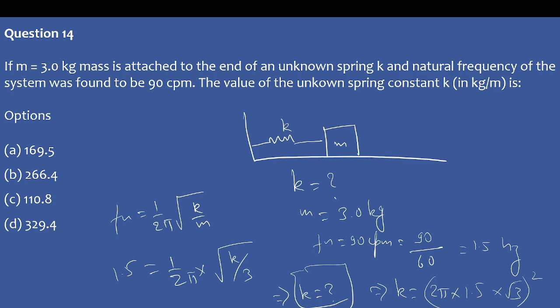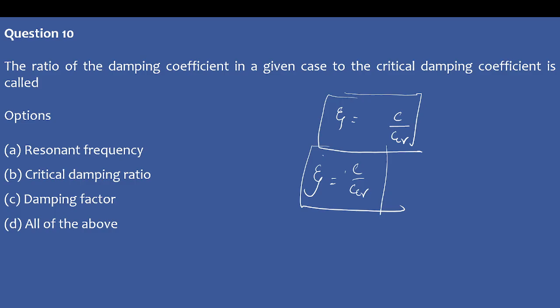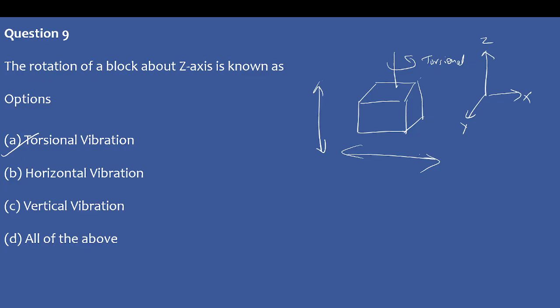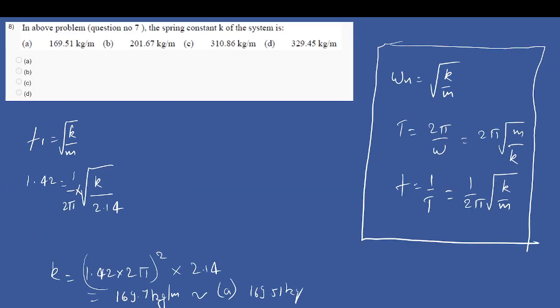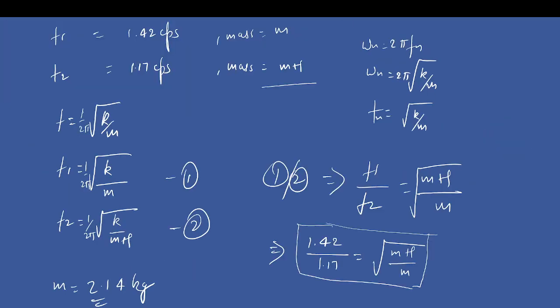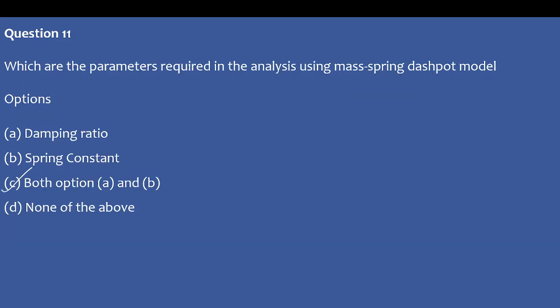Sir, 266.47. Option B, right? Yes, the correct answer is option B. Did you get this? Yes, sir. Most of the questions here are based on the damping ratio, critical damping coefficient, and the relation between frequency, time period, natural frequency and angular frequency. So just try to get along with that.